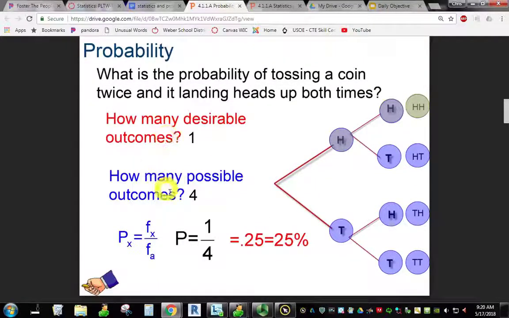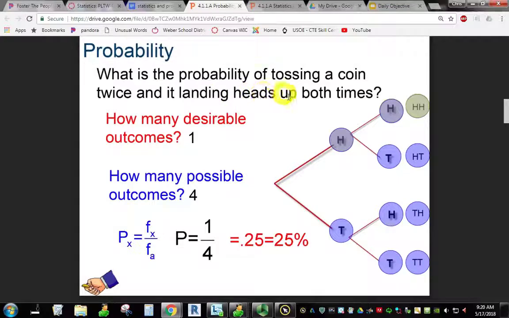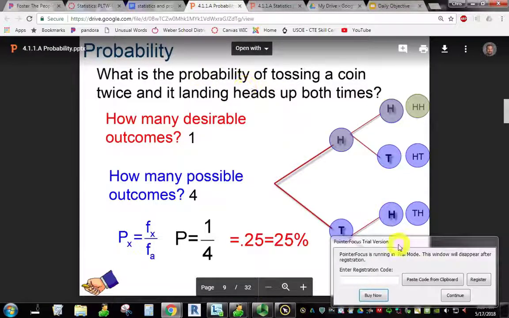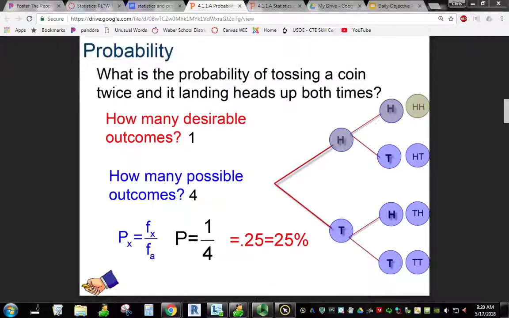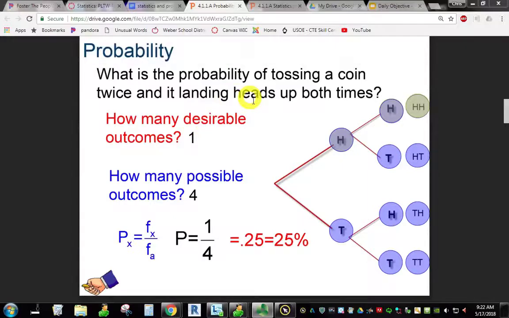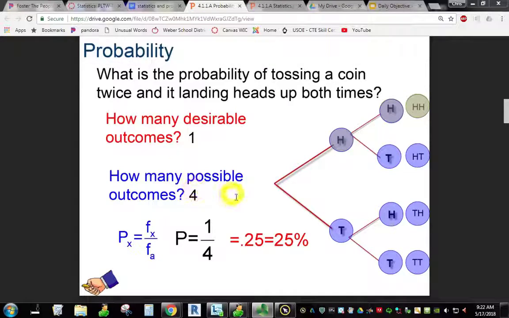Same idea. So what is the probability of tossing a coin twice and it landing heads up both times? I tossed it twice. What's the probability of it landing heads up both times? So if we think about that for a minute, my desirable outcome is landing heads up. That's my desirable outcome. How many possible outcomes? Well, there's 4.